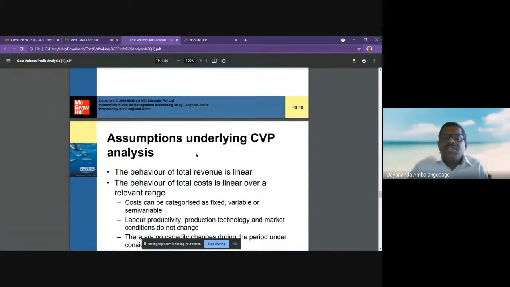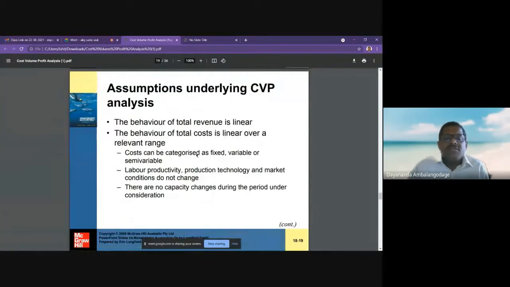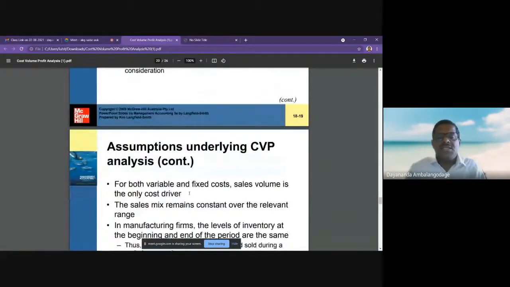Then the assumptions underlying CVP analysis. Of course, the behavior of total revenue is linear. We assume that revenue is linear. We assume the behavior of total cost is linear over a relevant period. Cost can be categorized as fixed and variable. Labor productivity, production technology, and market conditions do not change. There is no capacity change during the period under consideration.